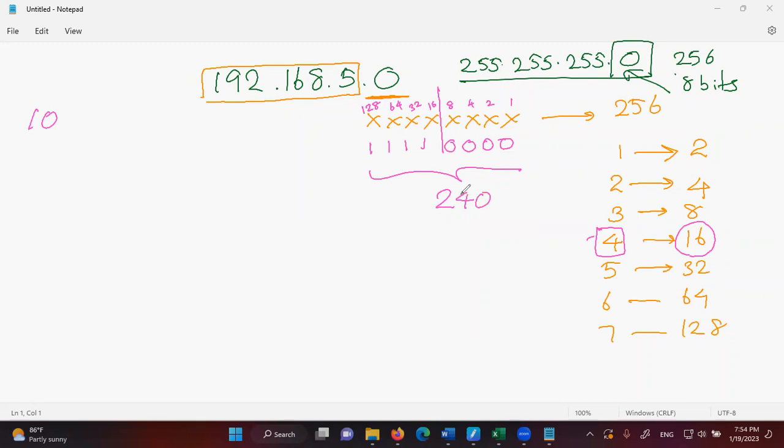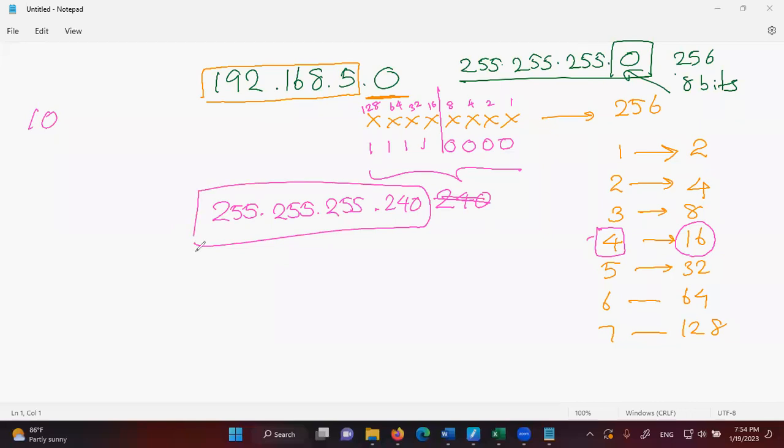Then children, we can write the new subnet mask as 255 dot 255 dot 255 dot, not 0. Instead of 0 we can write 240. So this is our new subnet mask. But in this subnet mask, we are allowed to use only 16 numbers. So if we use this subnet mask, we have the right to use only 16 numbers.